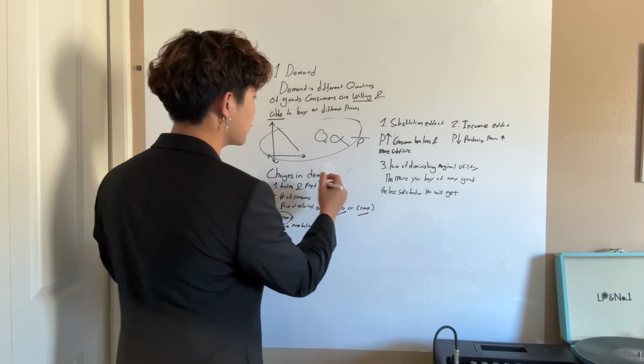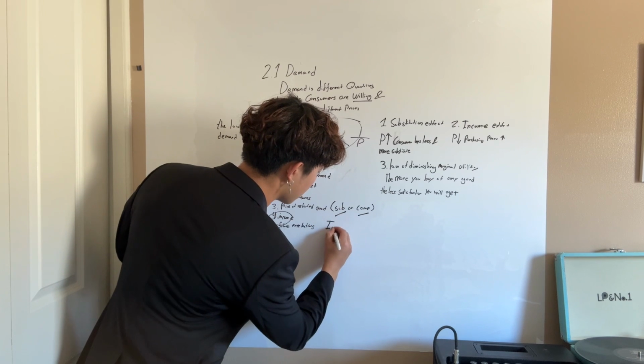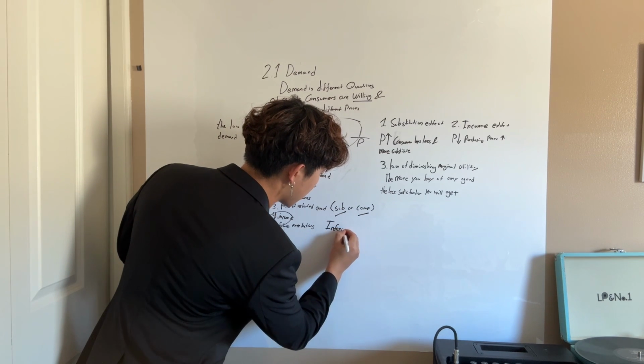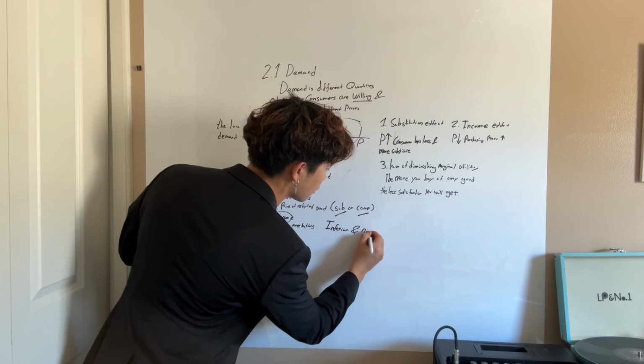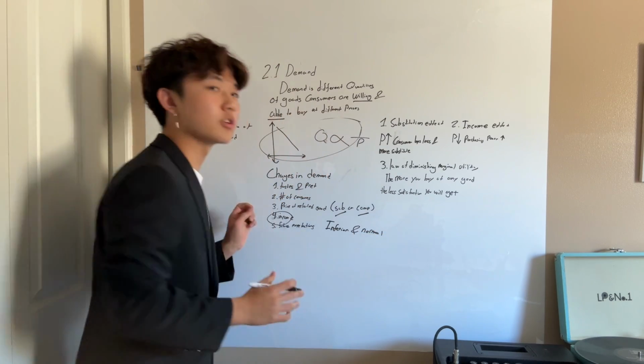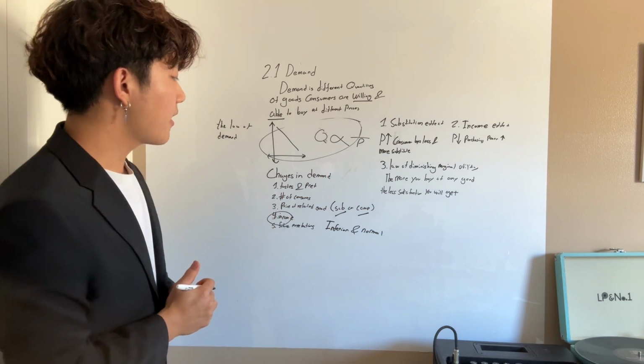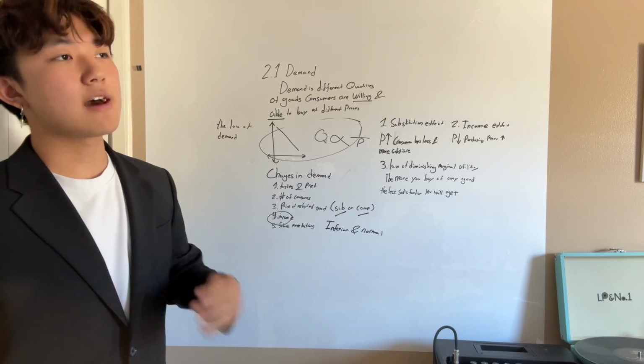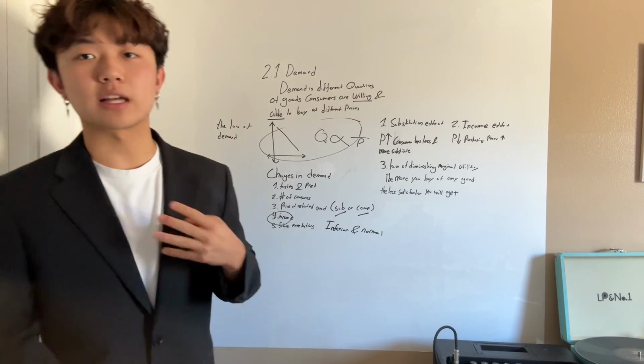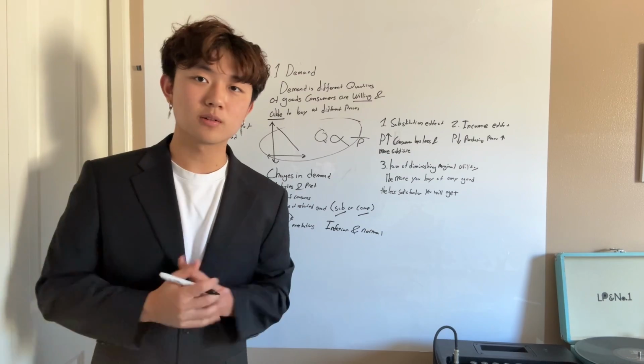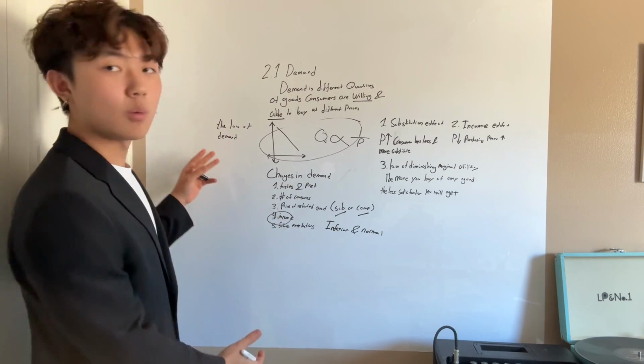And back to income. There are inferior and normal goods. Normal goods is what you buy when you have the power to buy it. When you have good money, and inferior is something like cup ramen. When you would buy it if you're poor, something like that. So that is the 2.1 lesson on demand.